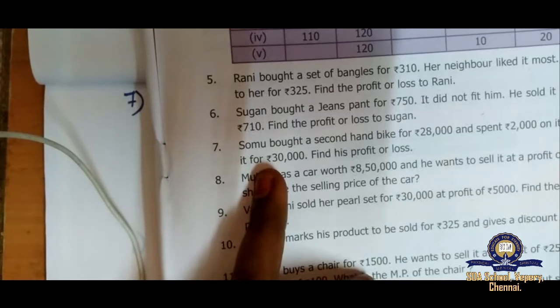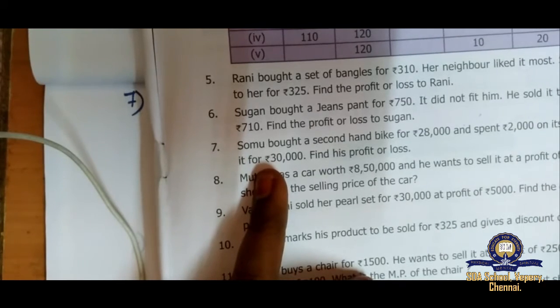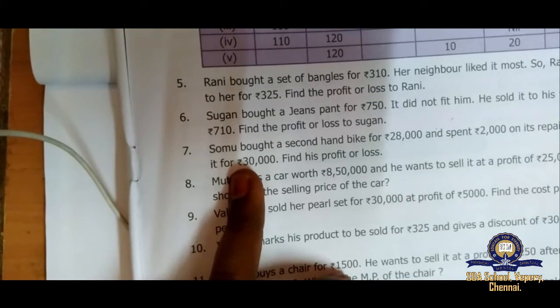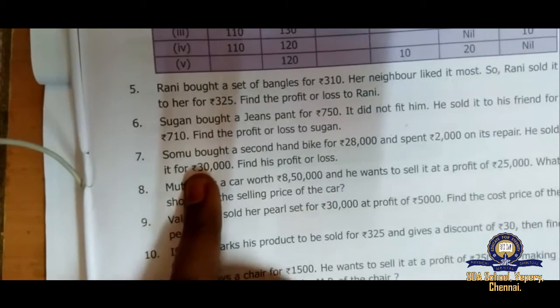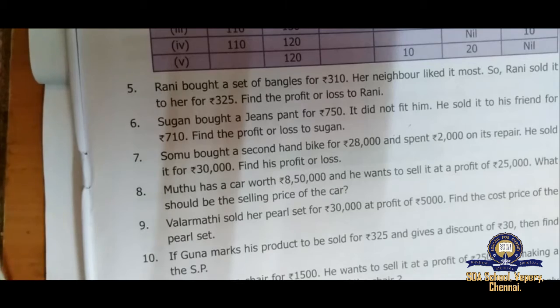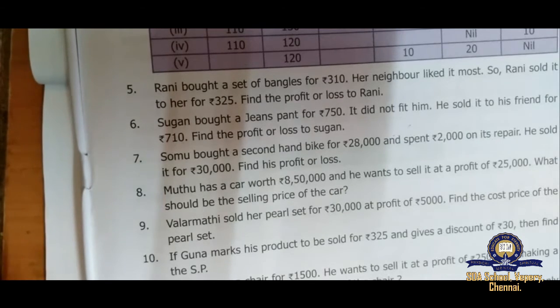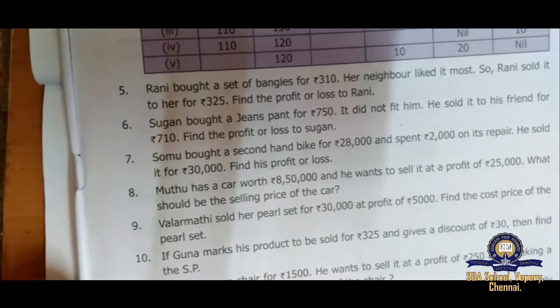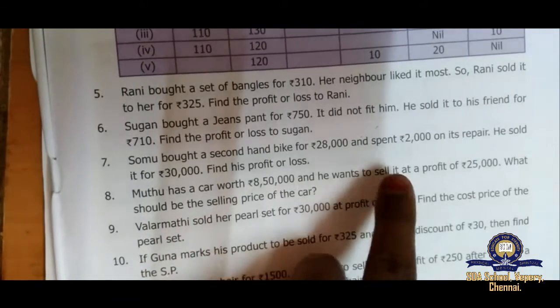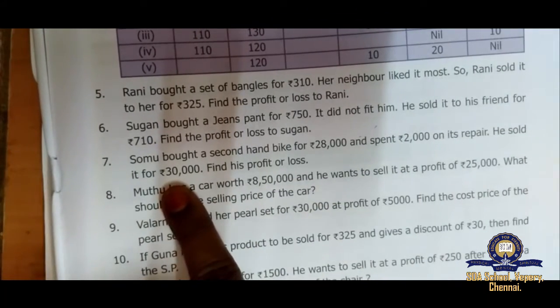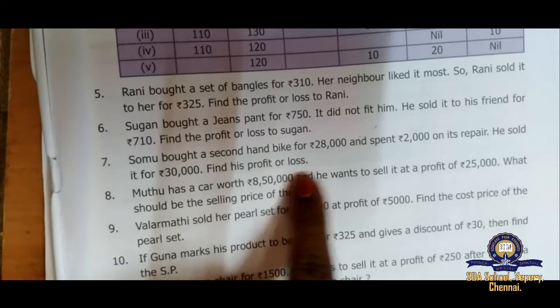Next question, seventh question. Somu bought a second-hand bike for rupees 28,000 and he spent 2,000 on its repair. If we buy a second-hand thing, we have to do some repair work, and then only we sell that one. So after repairing, he sold it for 30,000. Find his profit or loss.